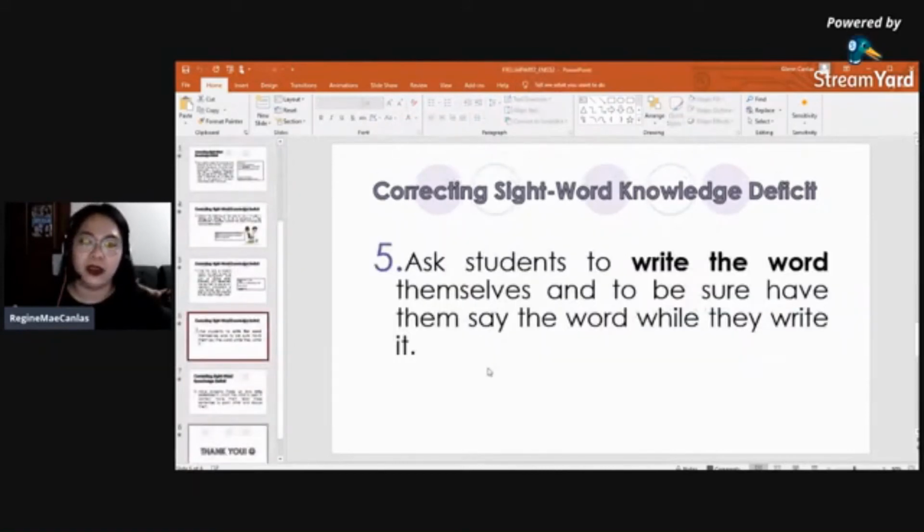Number five, ask students to write the word themselves and, to be sure, have them say the word while they write it. In this step, the teacher will let the students practice writing the new word and have them pronounce the word to be more familiar.